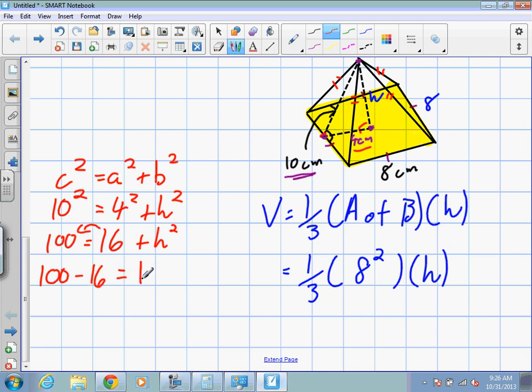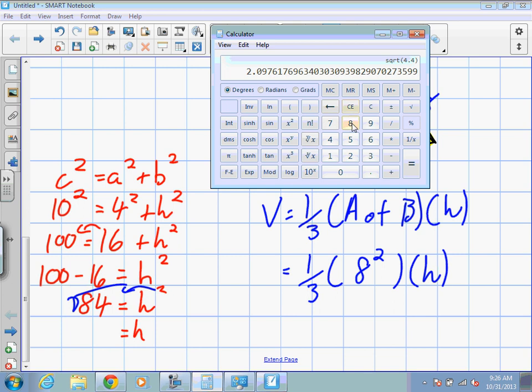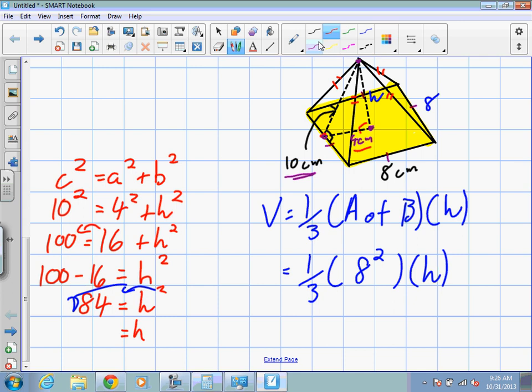What does that become? 84. Very good. Are we done? That's right. To move this over, we need the square root of 84. Our height is the square root of 84, 9.2. Sure, let's go with 9.2. So we're going to replace our height with 9.2.